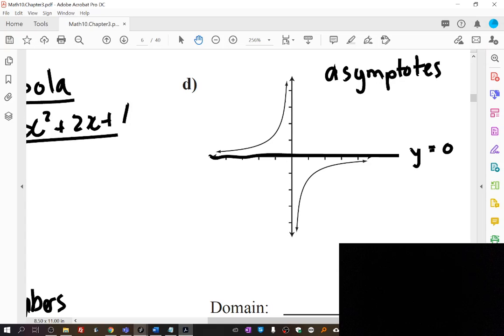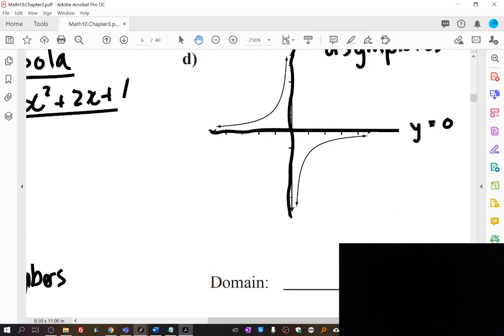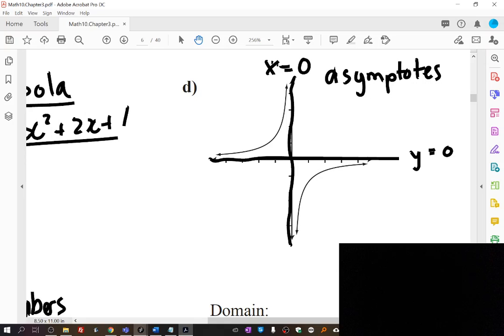Notice that it's going to get closer and closer, but it's never going to quite touch 0. And there's also this asymptote here, which is x equals 0. It's going to go closer and closer, but never quite get to that value. So these are asymptotes, and if you see them on a graph, then you can include that in your domain and range.